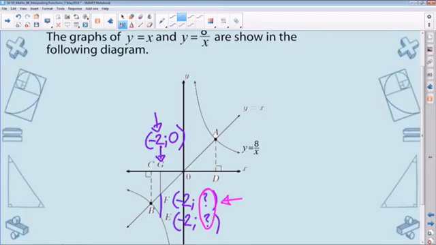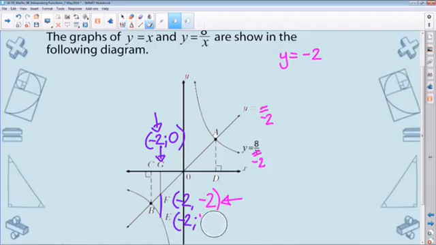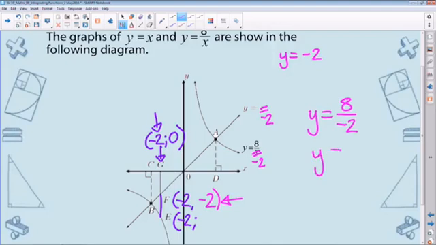So how are we going to do this? And I'm just going to answer this over here. We're going to substitute the value of -2 into both of these equations. So that means in the equation y is equal to x, it becomes y is equal to -2, giving us a value for the straight line at F is -2. Now let's do point E. Y is 8 over -2, which means y is equal to -4.